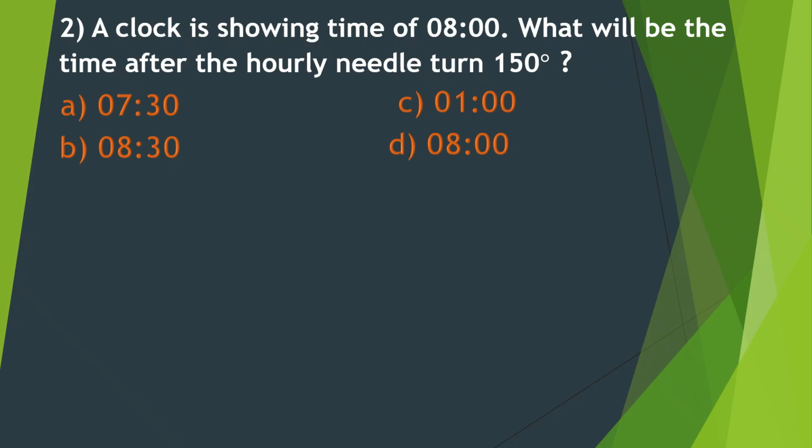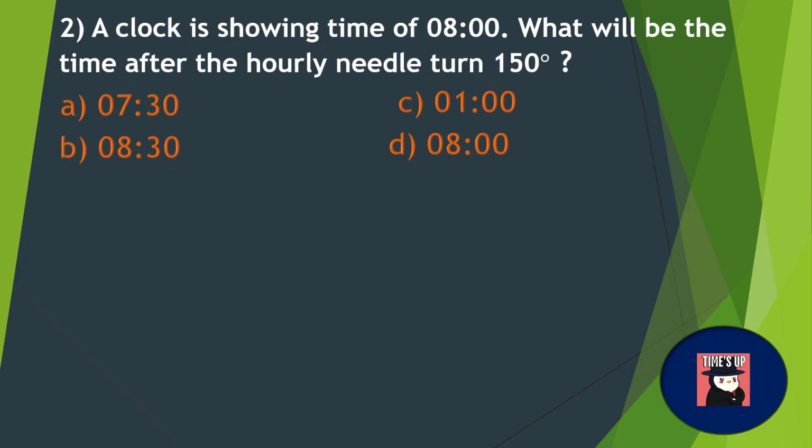Second question on your screen, and your timer starts now. First question we solved on degree based, correct? Now this is a question based on the same question, it is like they have twisted it, that's all. A clock is showing time of 8 o'clock. What will be the time after the hourly needle turns 150 degree? Now they are asking for the time.